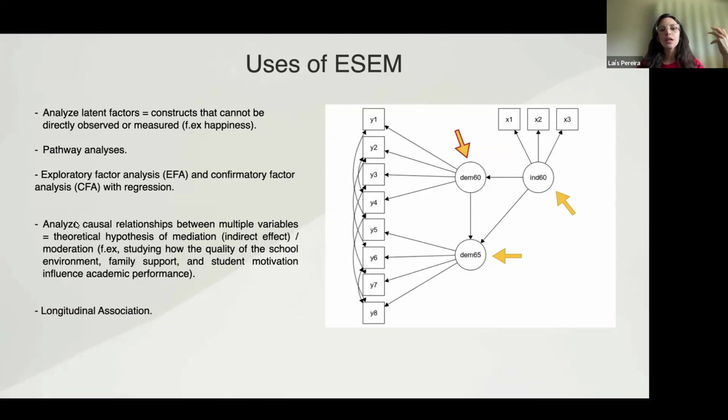And you can use it to establish a causal relationship between multiple variables. So you can use it to do mediation or moderation analysis. And you can also do a longitudinal association. So basically, you can apply the ESEM model in really different approaches when you have a lot of dependent variables and you can try one outcome. So you can do all these integrations of different techniques.